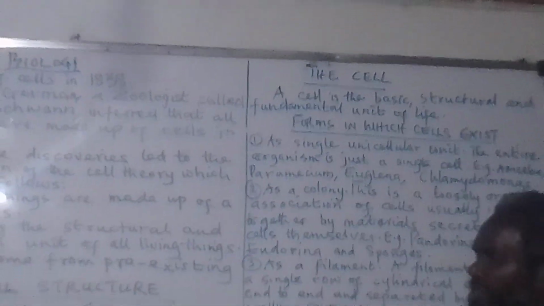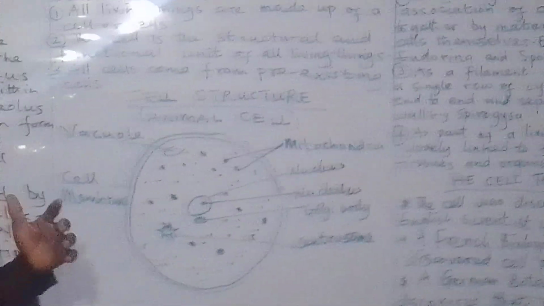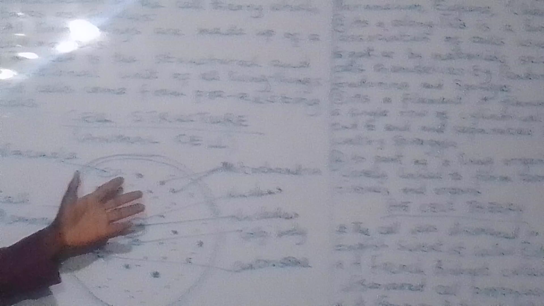So, the discoveries led to the foundation of the cell theory, which states as follows: that all living things are made up of cells. That the cell is the structural and functional unit of all living things. And also that all cells come from pre-existing cells. So what do we have here?